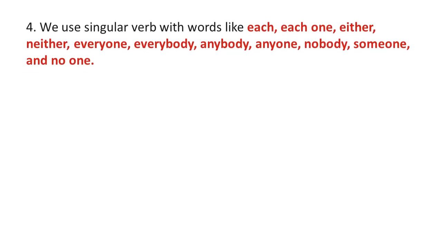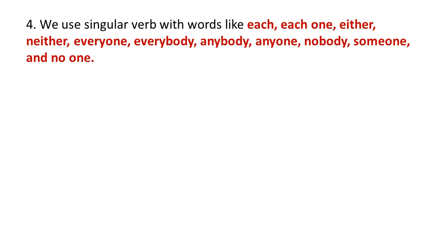Fourth rule, we use singular verb with words like each one, either, neither, everyone, everybody, anybody, anyone, nobody, someone, and no one. These words are called indefinite pronouns. If indefinite pronoun is singular, then we have to use singular verb.